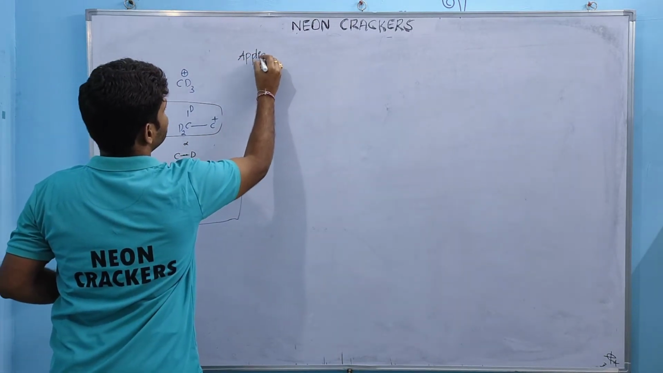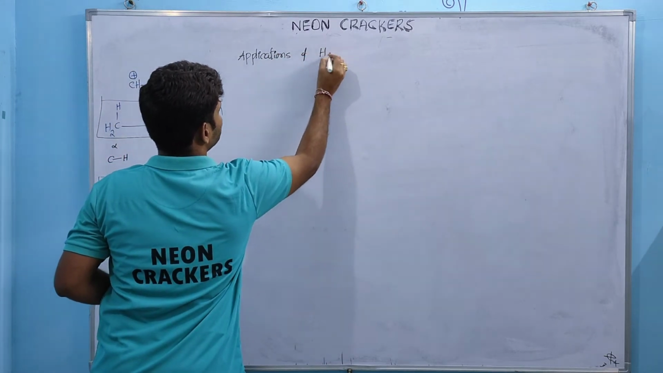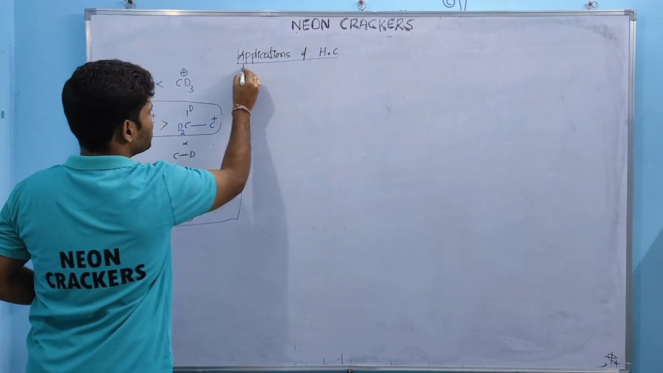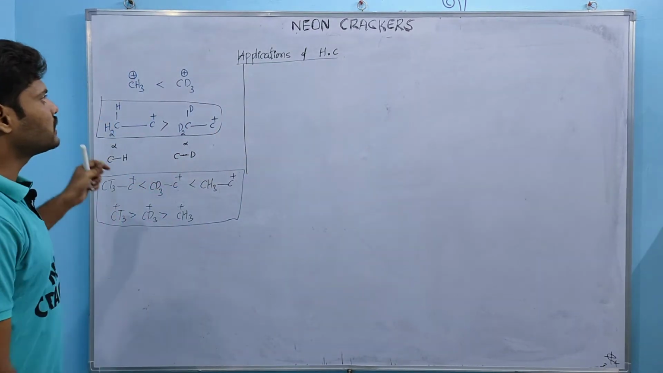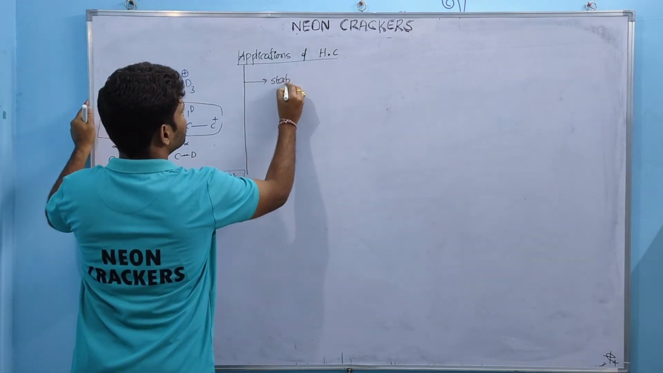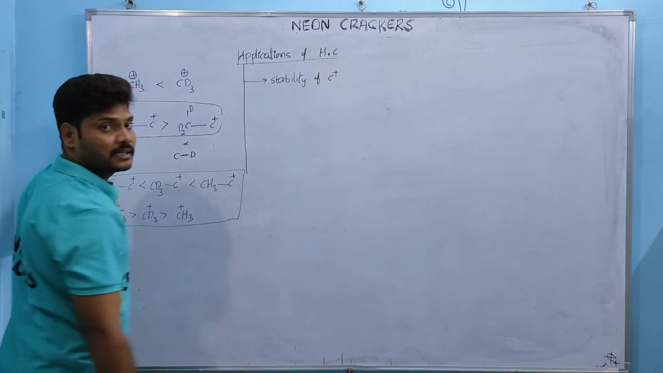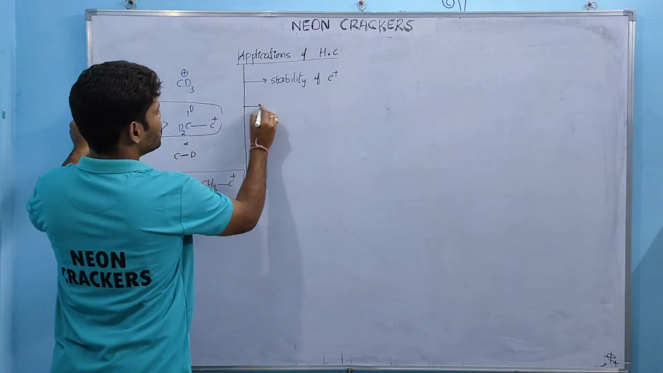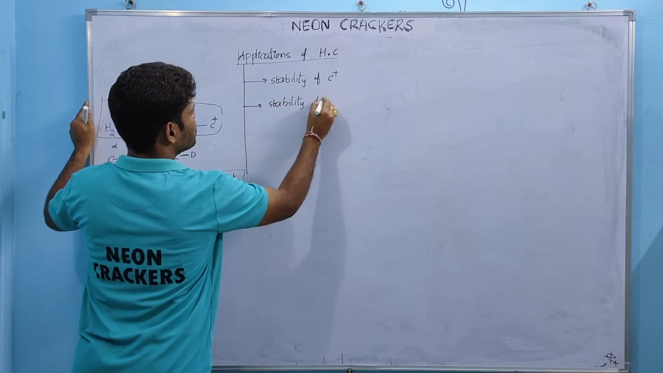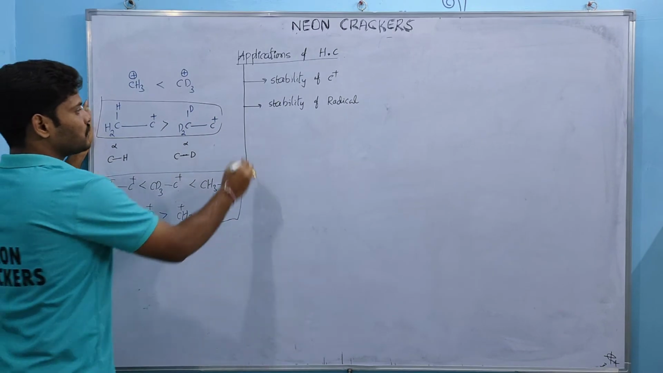Applications of hyperconjugation. How many types of applications are there? First one, sp2 atom: the stability of carbocation. Second one is the stability of carbon radical, because a free sp2 pz electron is present.